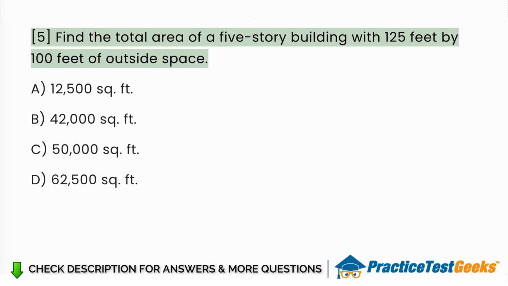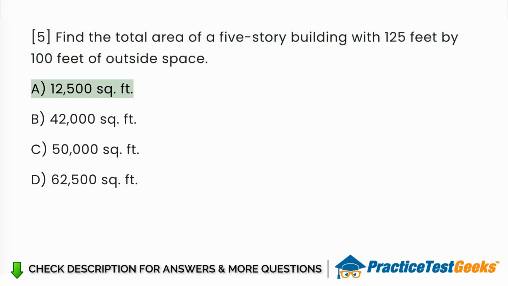Find the total area of a five-story building with 125 feet by 100 feet of outside space. A. 12,500 square feet. B. 42,000 square feet. C. 50,000 square feet. D. 62,500 square feet.